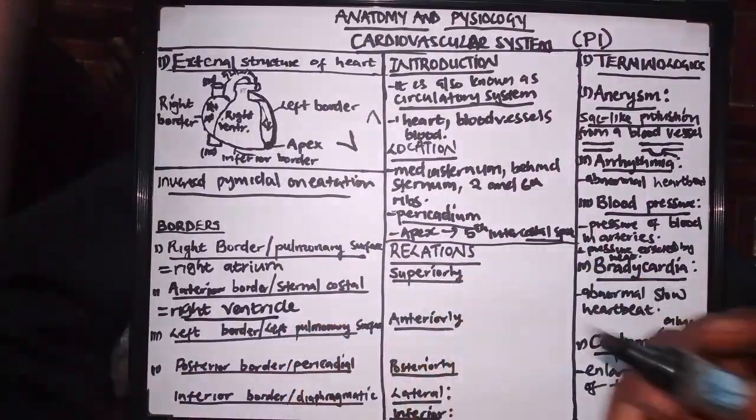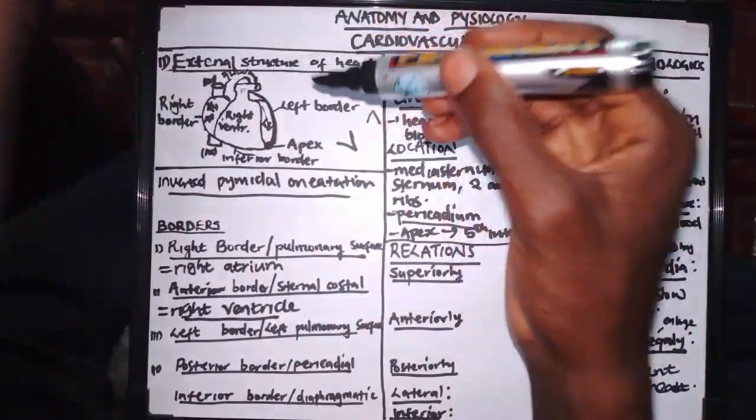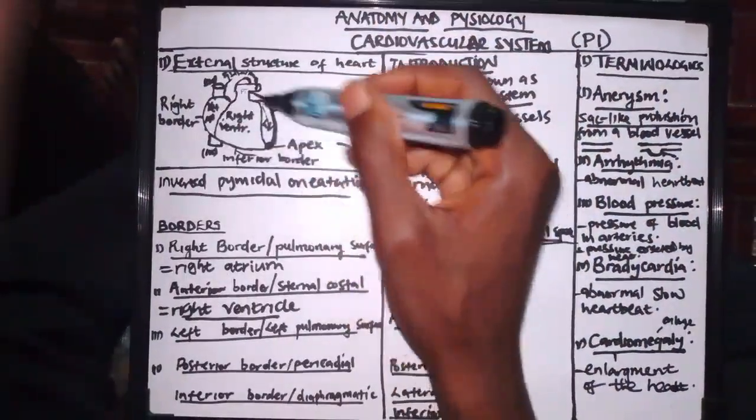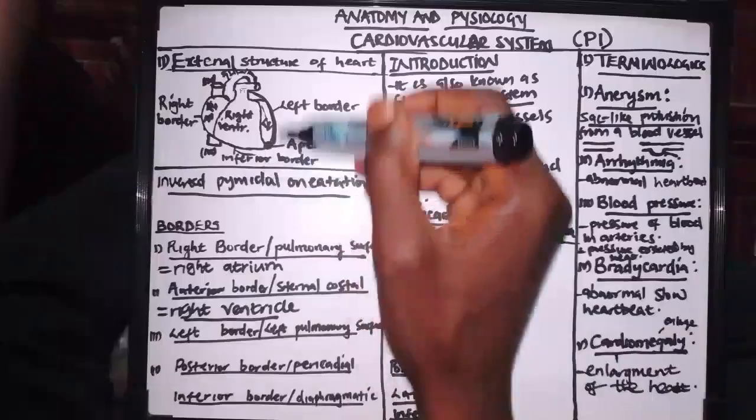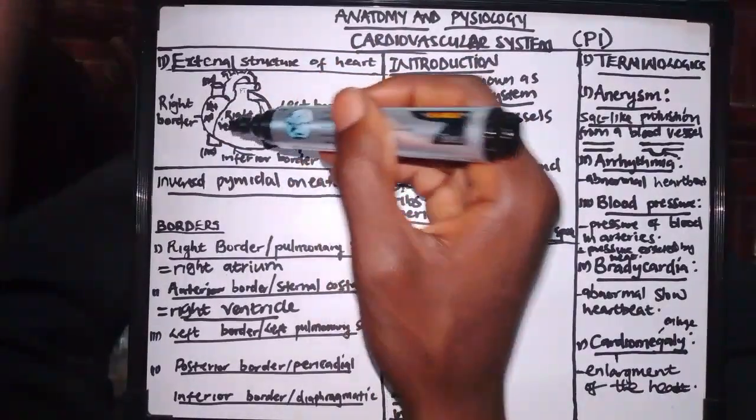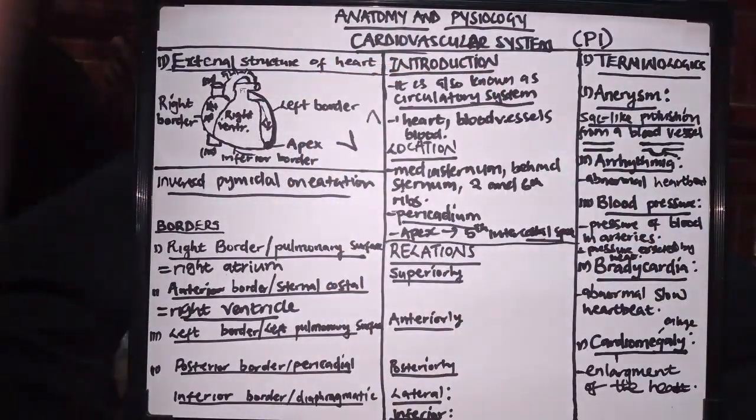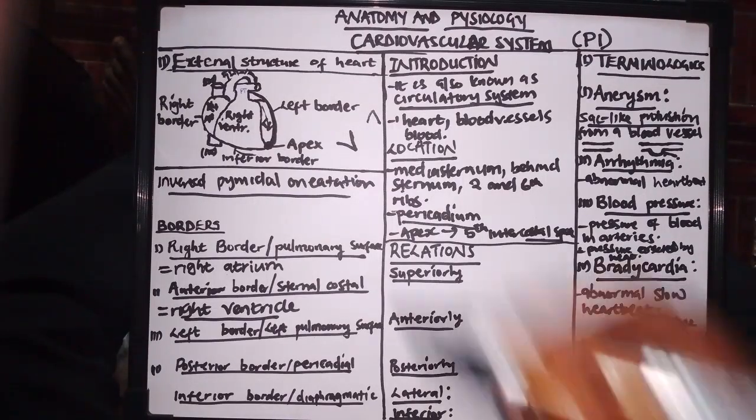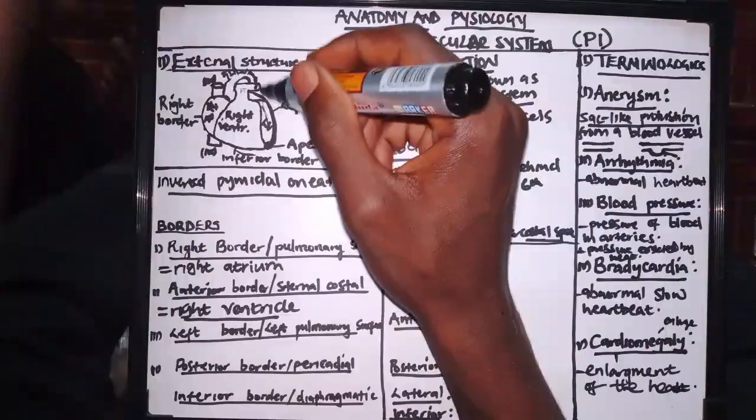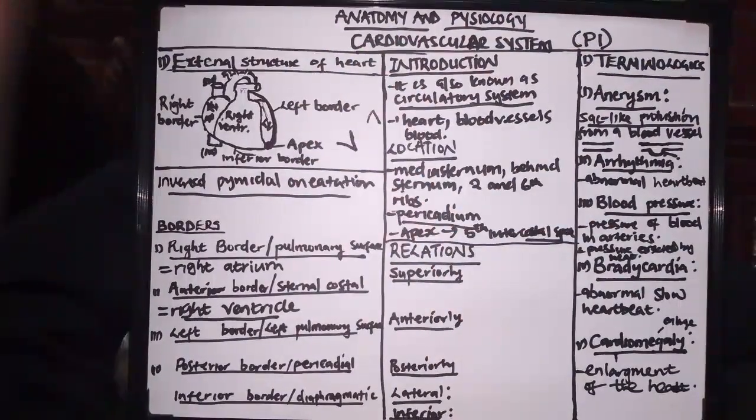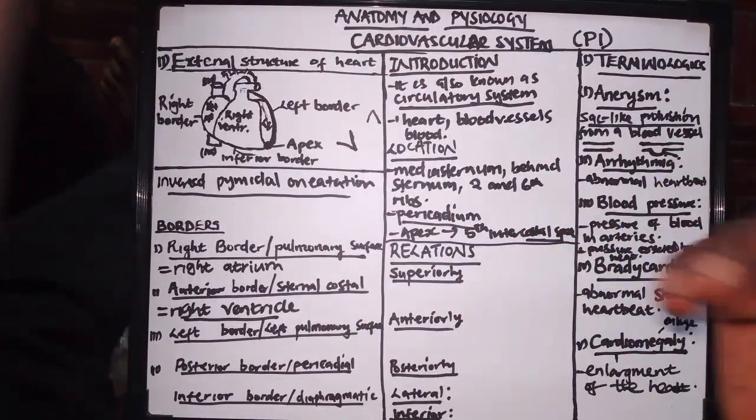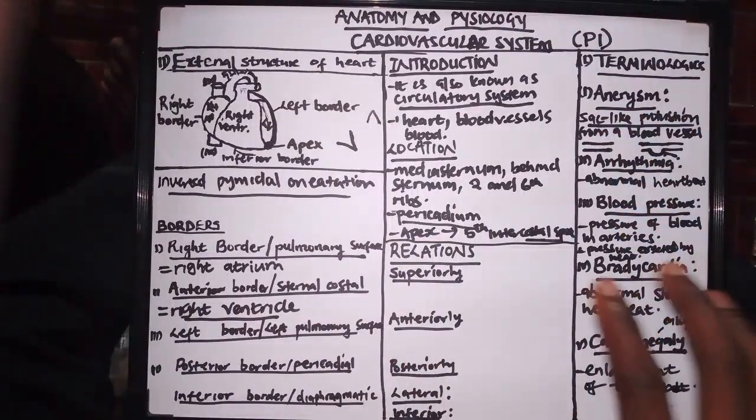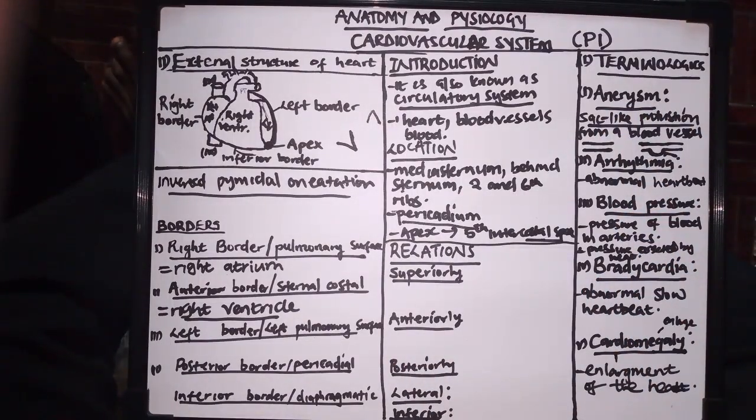So unfortunately we couldn't show the anterior surface, but you can see where the right ventricle is. This is the anterior border, or the sternocostal surface. Then next we are going to talk about the left border, or the left pulmonary surface, which is this side. I explained why it is called the pulmonary surface, because it is related to the lungs.